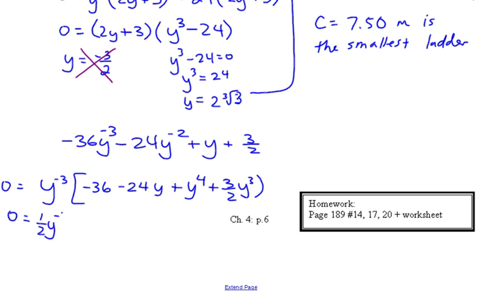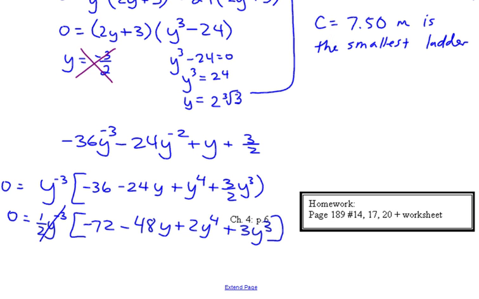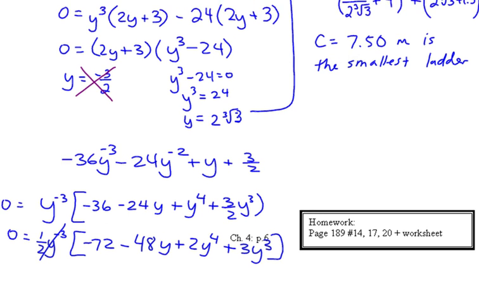Factoring out the half means everything would double because we want to get rid of our fraction. 48y plus 2y to the 4 plus 3y cubed. Then you can times 2 up, times y cubed up, it's gone because of the 0. And then just factor this instead of getting a common denominator. It's really the same thing.